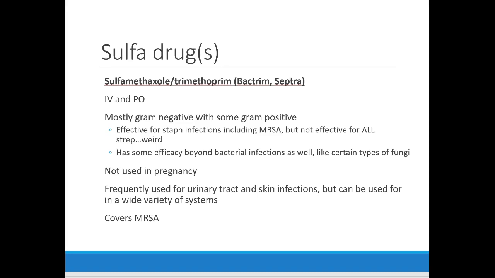Sulfa drugs. Sulfamethoxazole-trimethoprim, an IV and PO available agent. A drug that has a lot of good gram-positive coverage, covers MRSA quite well. We don't use this in pregnancy, but it does work for skin, soft tissue, and urinary tract infections. However, its E. coli resistance is super high, like 20% usually or more. So we don't use this empirically unless we know it's going to cover it.